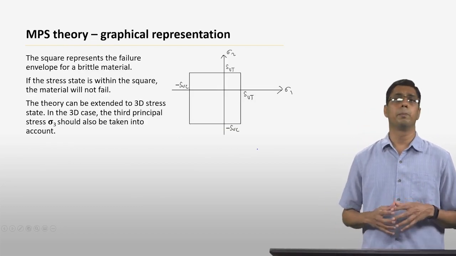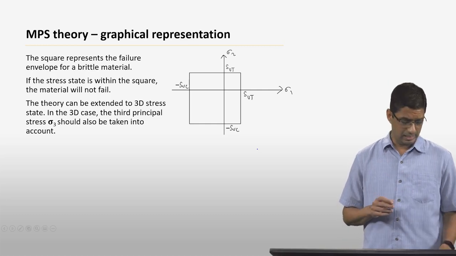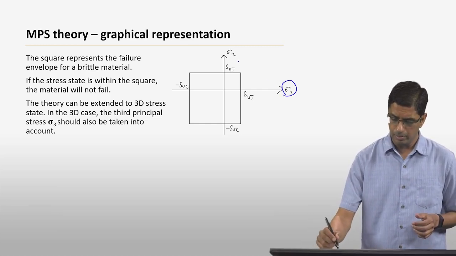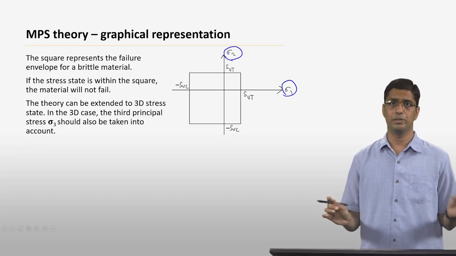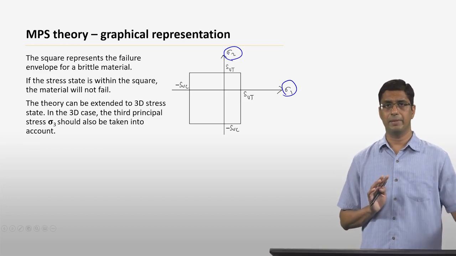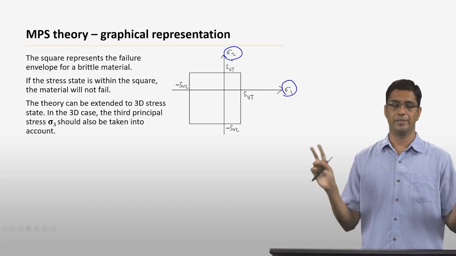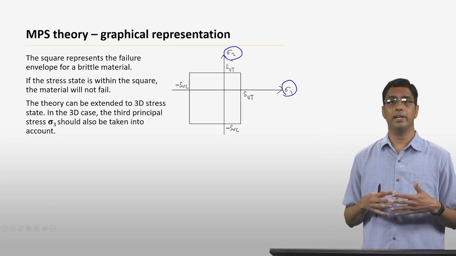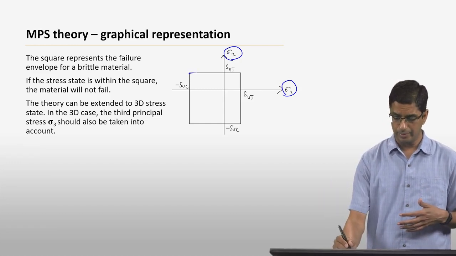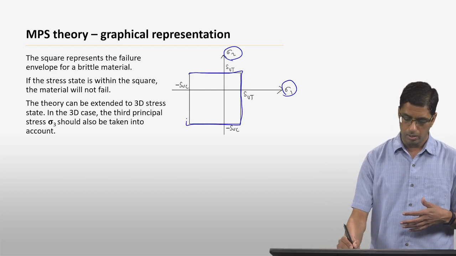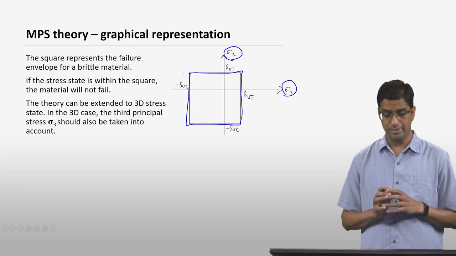Now, we can try to put this as a graphical representation. One thing I want to note is that these axes, sigma 1 and sigma 2, are just the principal stresses. They are not ordered. If you think of a 2D stress state where sigma 3 is 0 and sigma 1 and sigma 2 are the free principal stresses, then if you plot the failure envelope of a brittle material, it essentially looks like a square. Of course, the square is not centered at the origin, it is offset, and we'll look at the reason why that is the case.